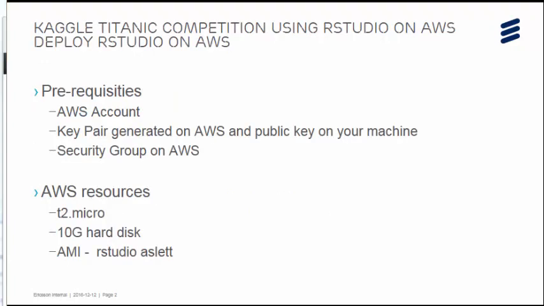Deploying RStudio on AWS. It is assumed that you already have an AWS account. You have generated a key pair on AWS and have the public key on your machine. Security group has already been created on AWS. You will create the RStudio on a T2.micro EC2 instance with a 10 gig hard disk attached to it and will use a community AMI RStudio by Aslet.